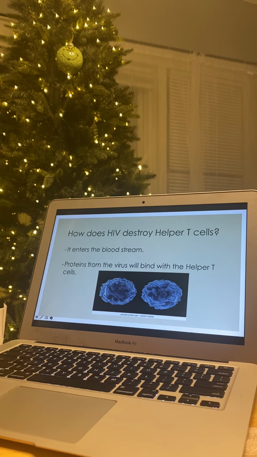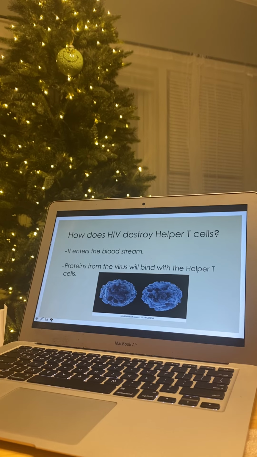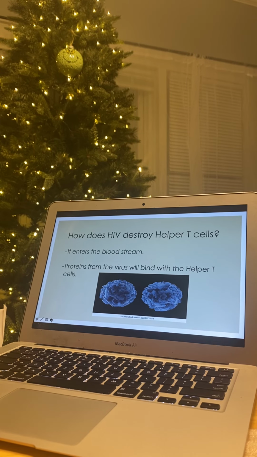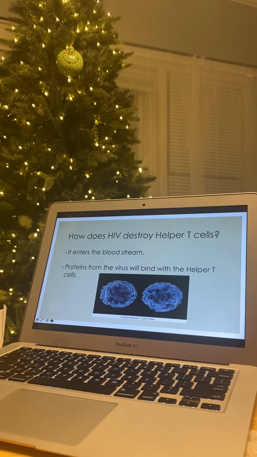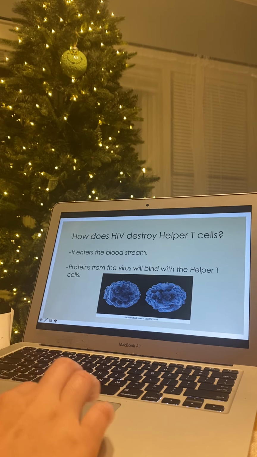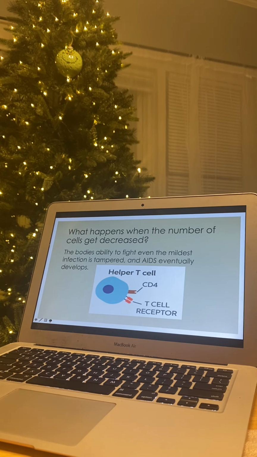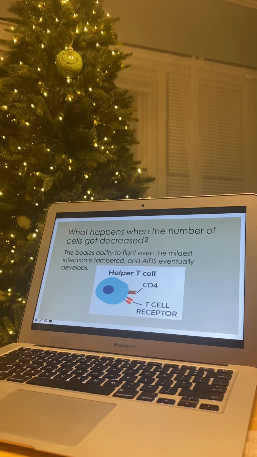This viral genome can now direct the production of new viruses from inside the T cell, generating up to 1,000 or more per day. Eventually, the damaging effects of viral reproduction and the action of cytotoxic T cells kill the host T cell. What happens when the number of cells gets decreased? The body's ability to fight even the mildest infection is tempered, and AIDS eventually develops.